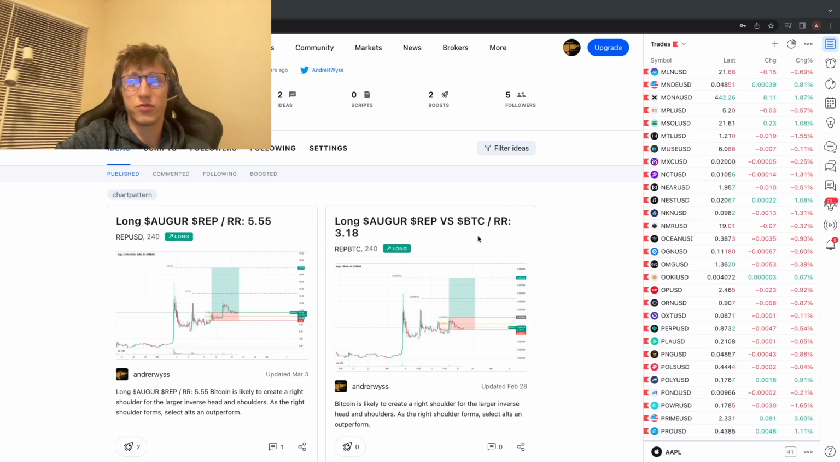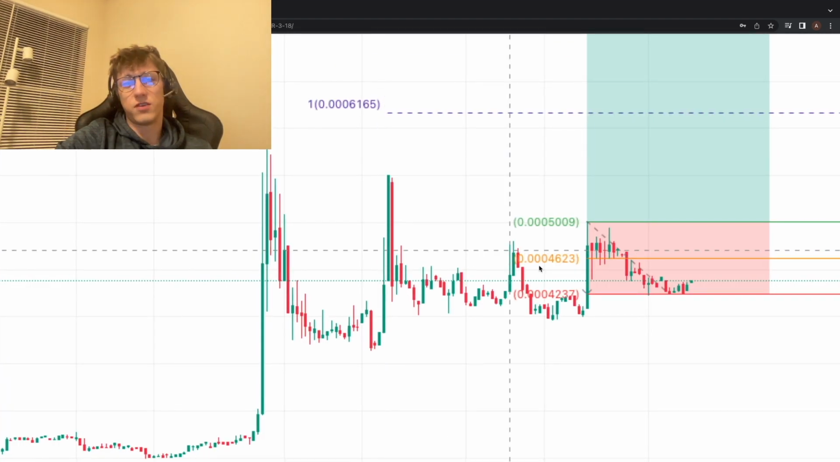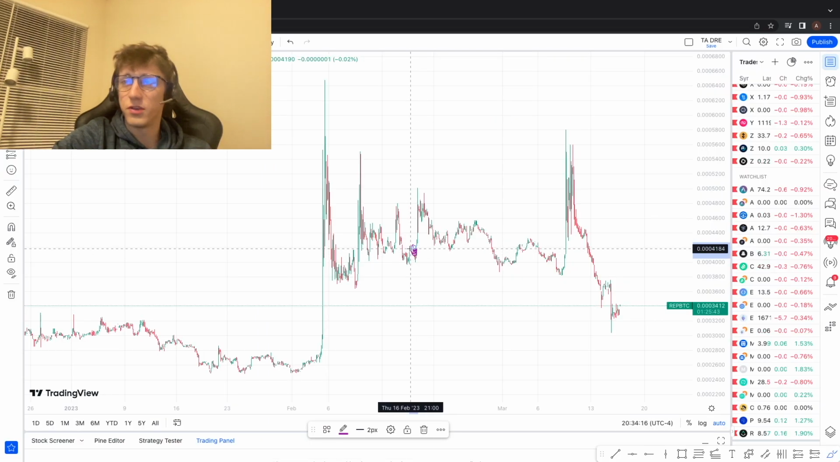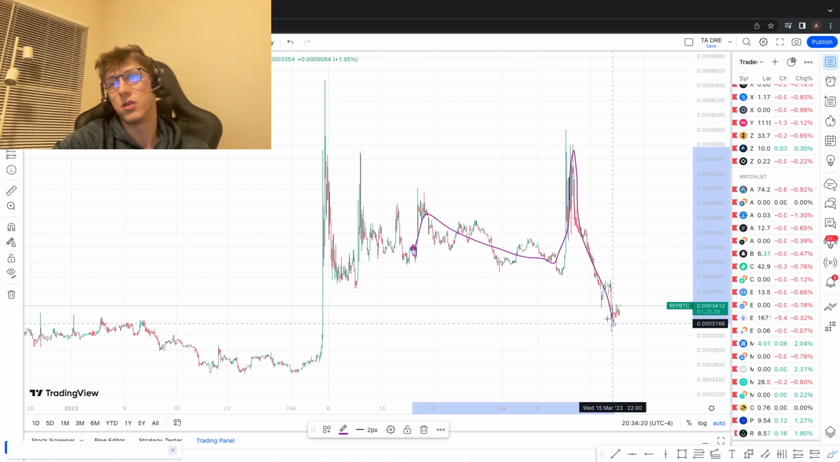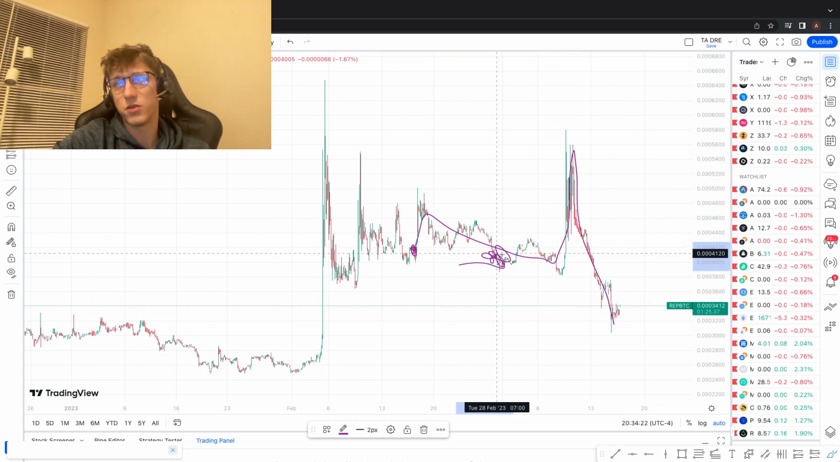So the setup was really on the Bitcoin pair. So let's pull it up. This is the trade setup right here. I entered around here. So since then, the trade went in my favor, pulled back, went really in my favor, pulled back a lot. But I was stopped out around here.